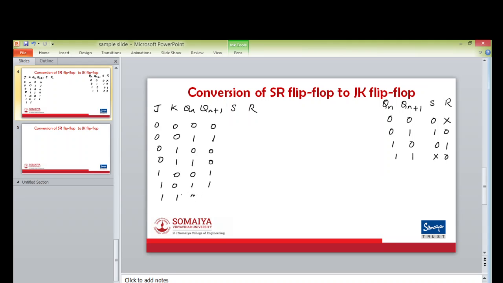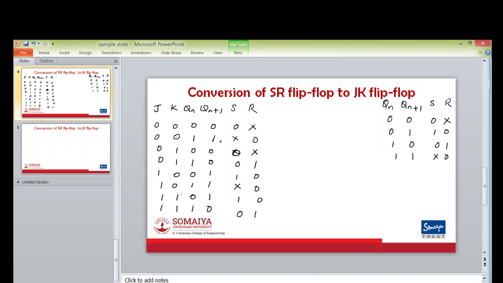the flip-flop toggles, that is if present state is 0, next state is 1, and if it is 1, next state is 0. Now for this Qn and Qn plus 1, that is this present state and next state, I can get the S and R values from the excitation table. So 0, 0 is 0, cross; 1, 1 is cross, 0; 0, 1 is 1, 0; and 1, 0 is 0, 1.